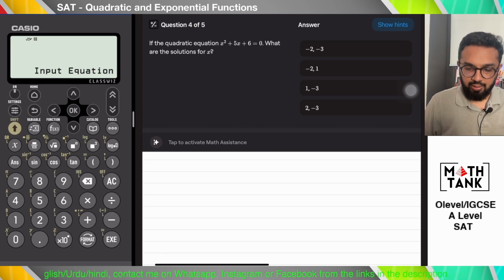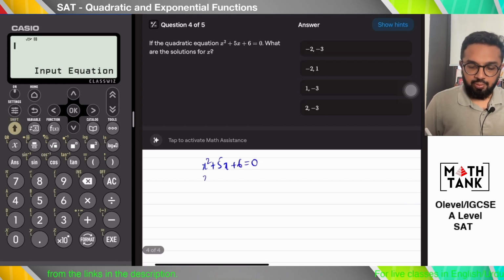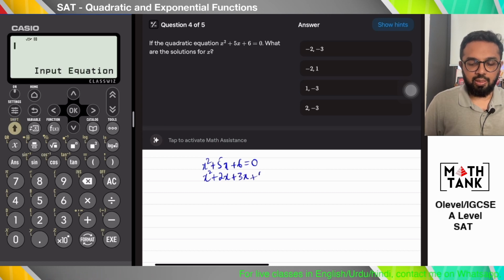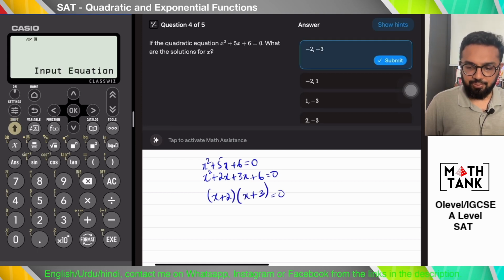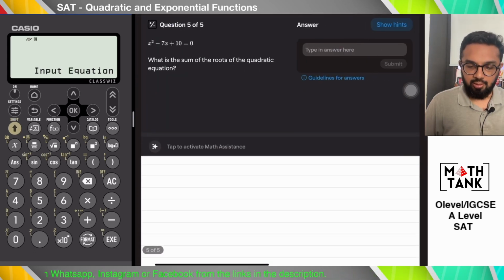It says if the quadratic equation is x squared plus 5x plus 6, I can break up the middle term and then solve it, or I can use my calculator and solve it. That's up to me. It's going to become x plus 2 and x plus 3 equals 0. So x equals minus 2 and x equals minus 3 should be the correct answer.